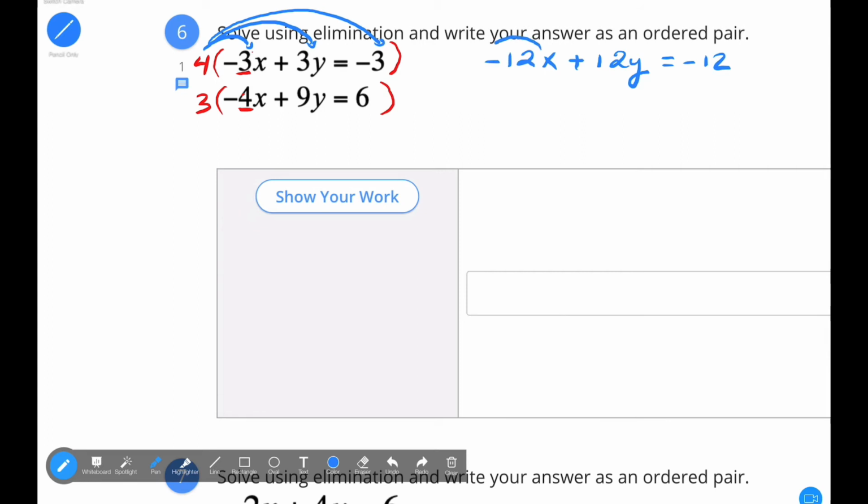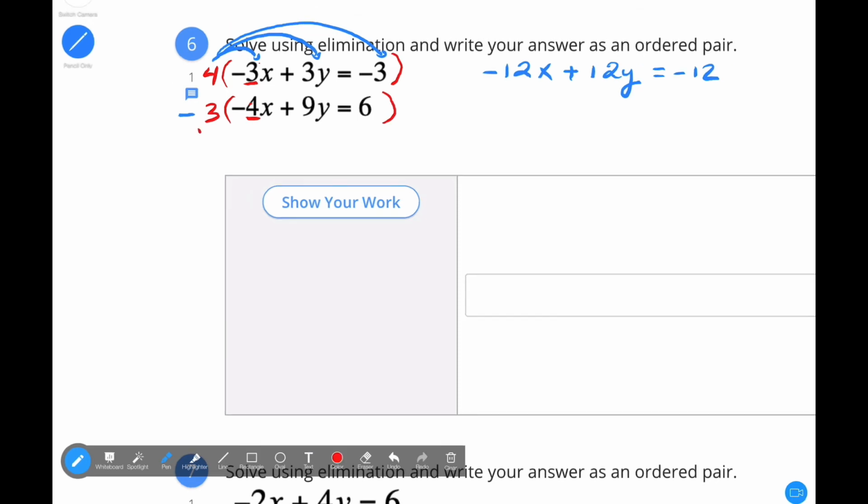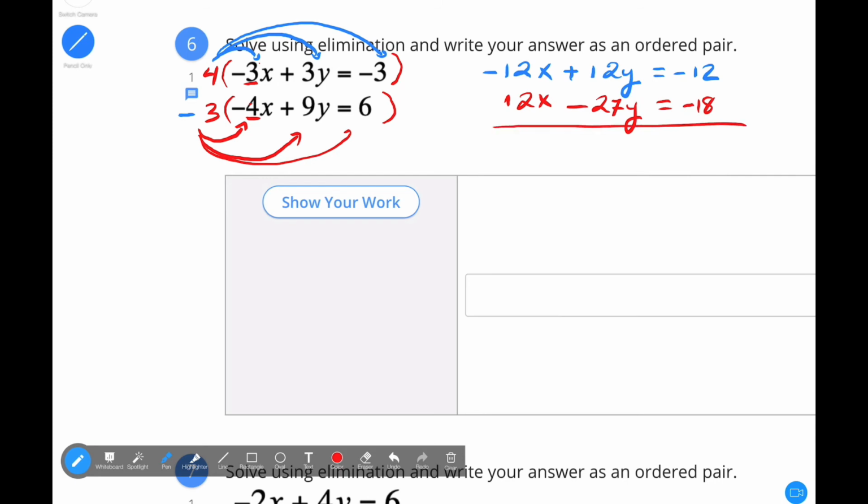So here is the other thing. We already have a negative 12. We need a positive 12. If I do 3 times a negative 4, that will give us a negative 12, and I don't want a negative 12. I want a positive 12, which means I want this 3 to be a negative 3. So negative 3 times a negative 4 is a positive 12. That's what we want. That times that is a negative 27y, and that times that is the negative 18.